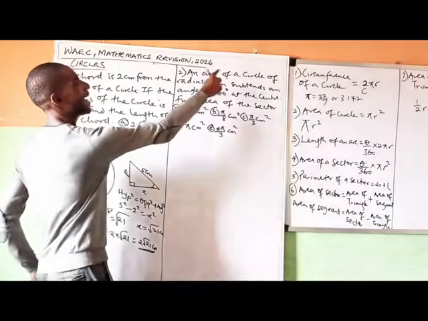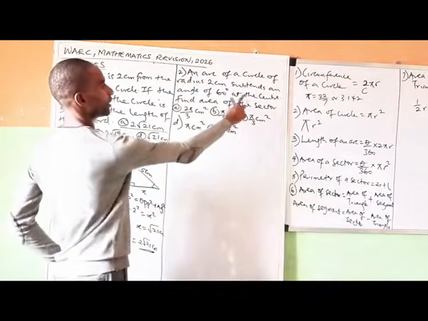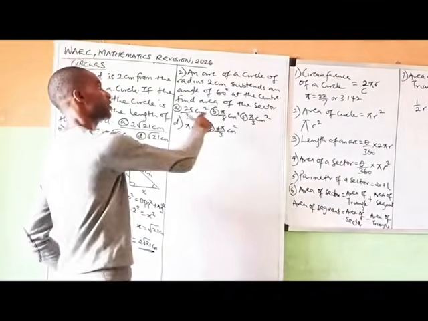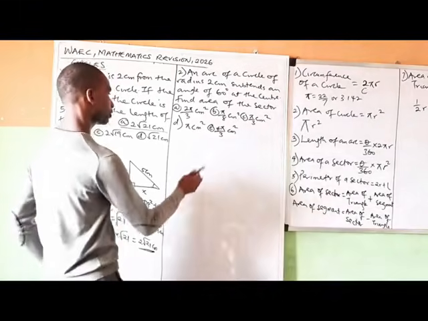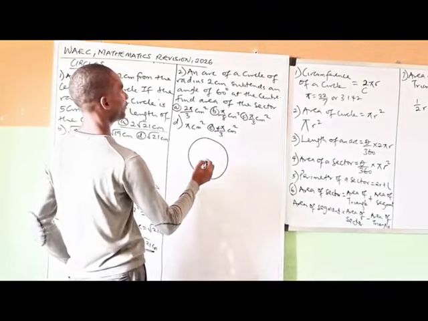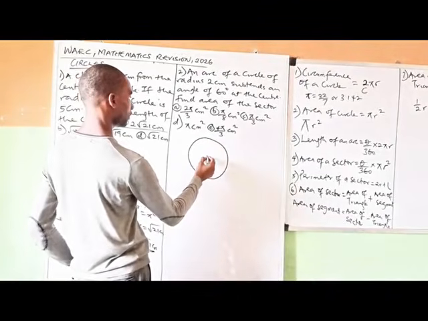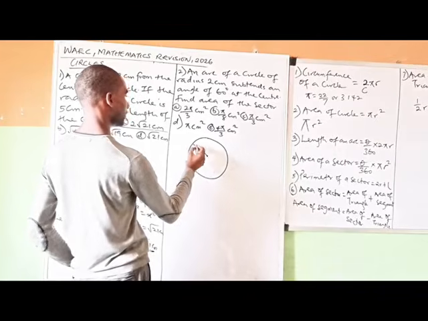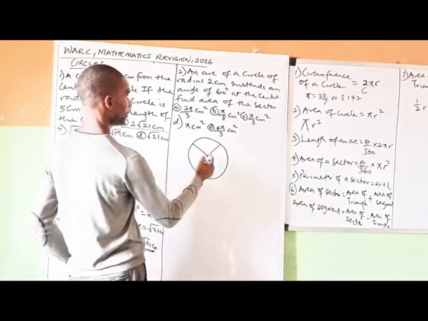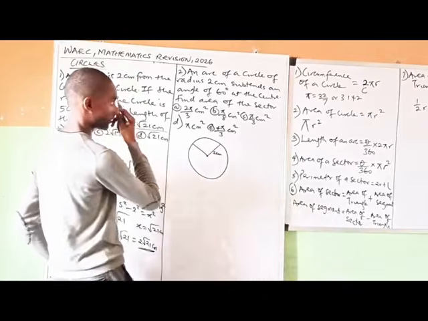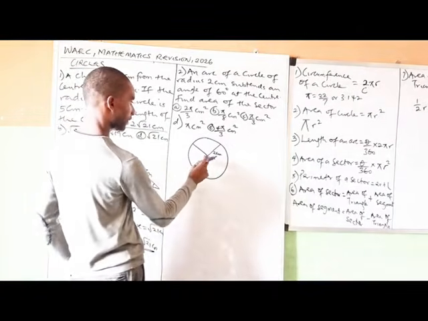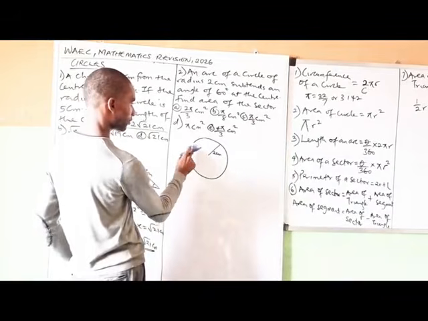Number 2, an arc of a circle of radius 2 centimeters subtends an angle of 60 degrees at the center. Find the area of the sector. So this is the diagram. They said an arc of a circle of radius this. So we can say this is an arc, and this is radius 2 centimeters. You remember the radius is from the center of a circle to any part.